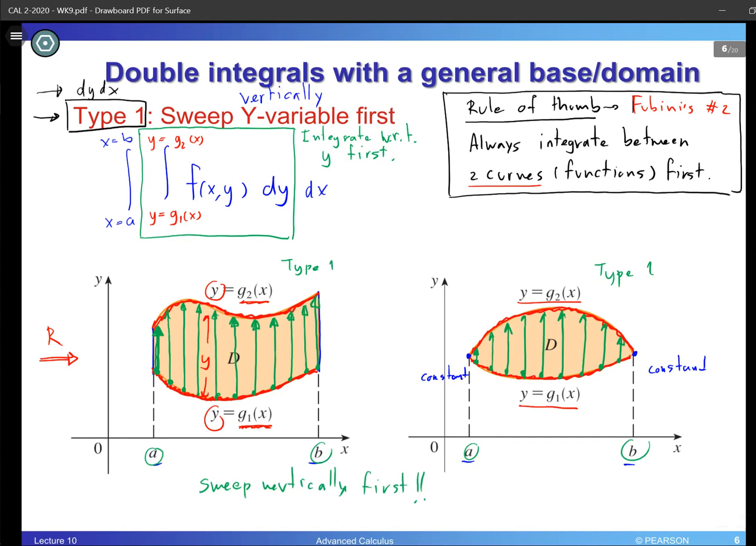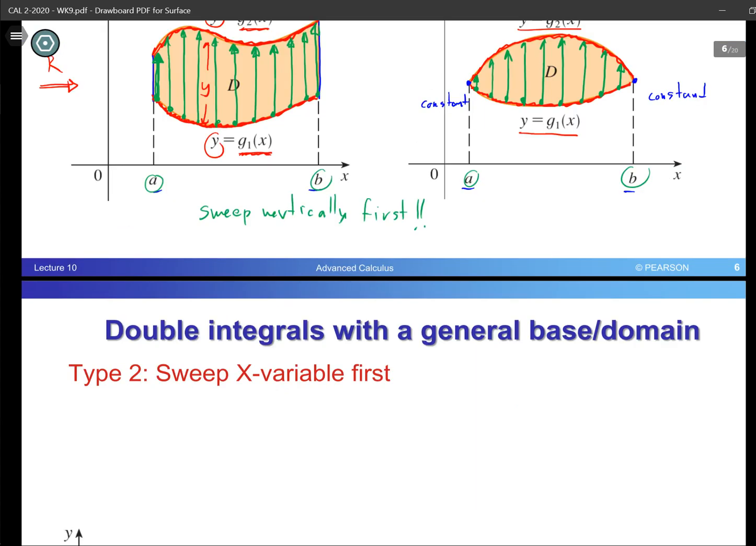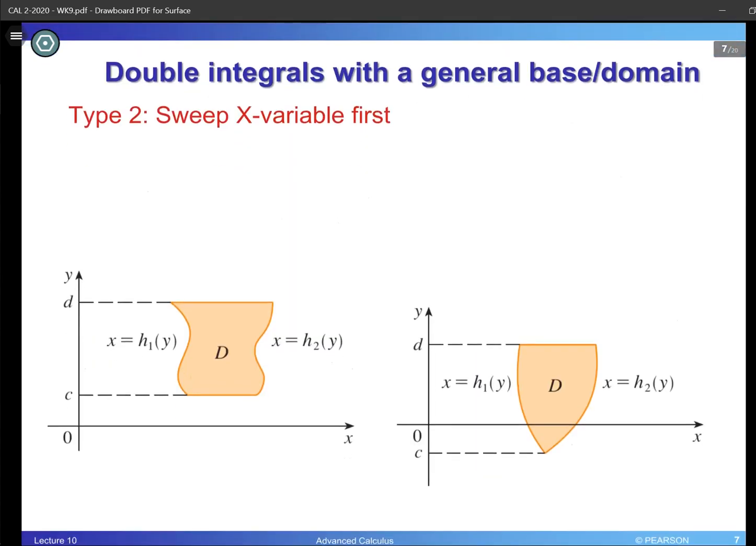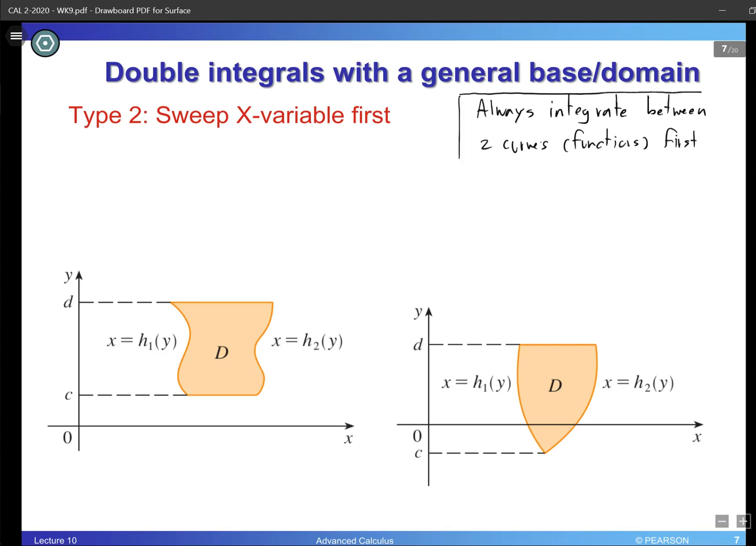Now let's move to type 2. For type 2, once again, I am going to put down the rule of thumb right here. Always integrate between two curves or functions first. Okay, now keep this in mind, and we are going to apply this again.